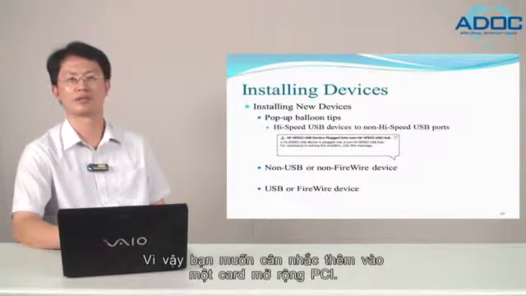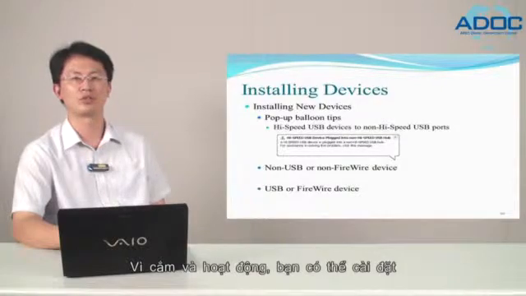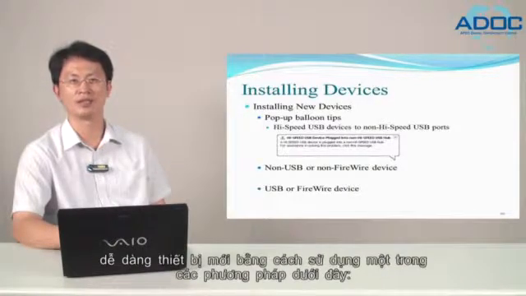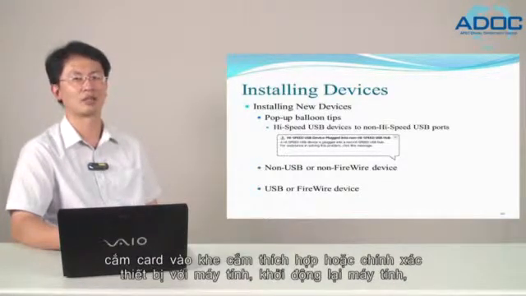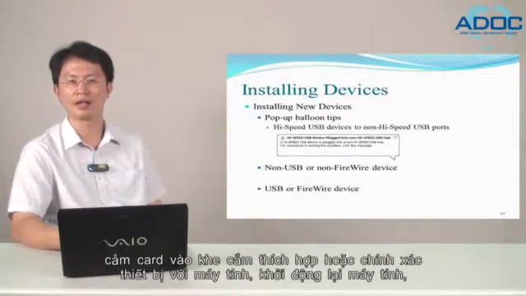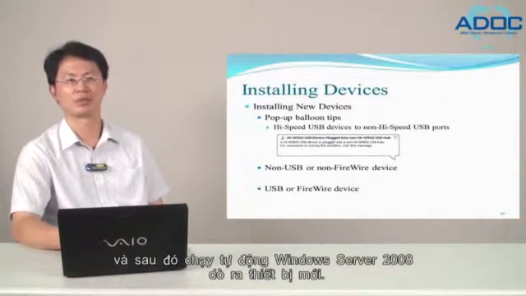It will in fact operate at a much slower speed. You might also want to consider adding a PCI expansion card because of plug and play. And you should be able to install the new devices easily by using one of the following techniques. For a non-USB or non-firewall device, simply shut down the computer, insert the card into the appropriate slot, or connect the device to the computer, and restart the computer. And then let Windows Server 2008 automatically detect the new device.